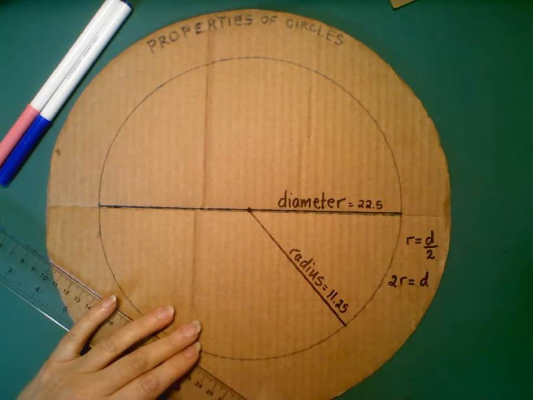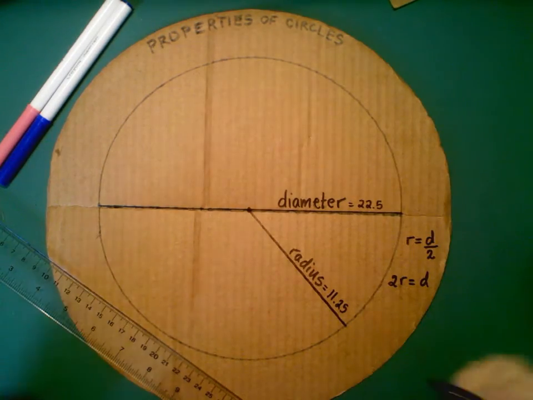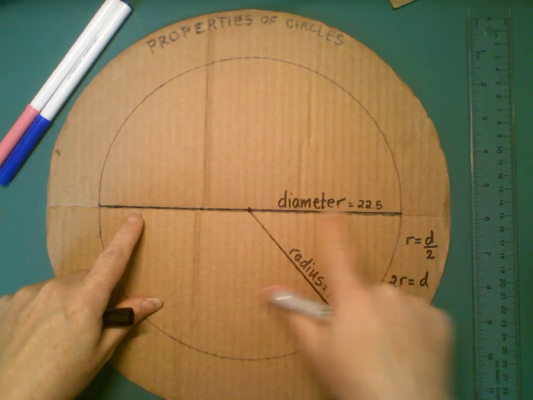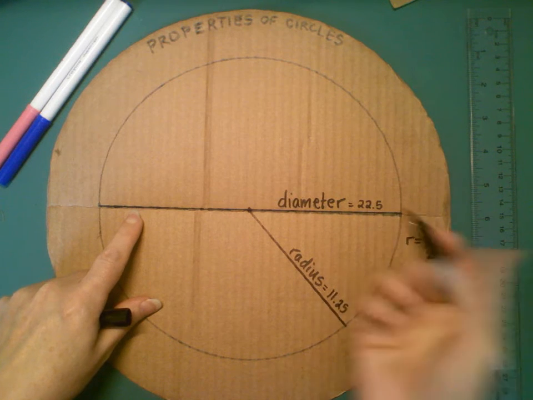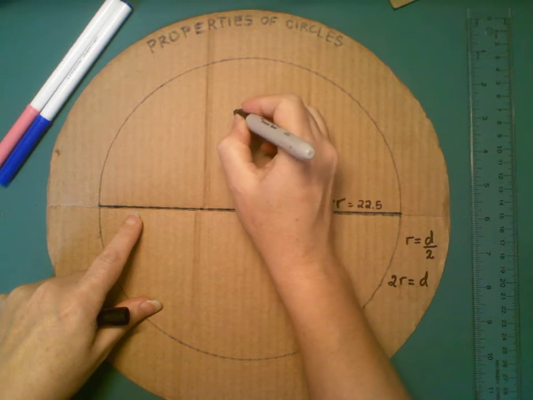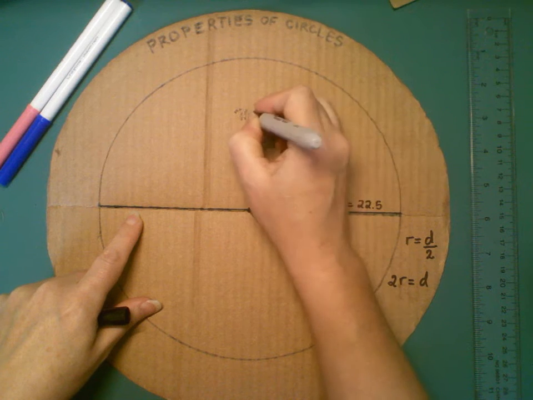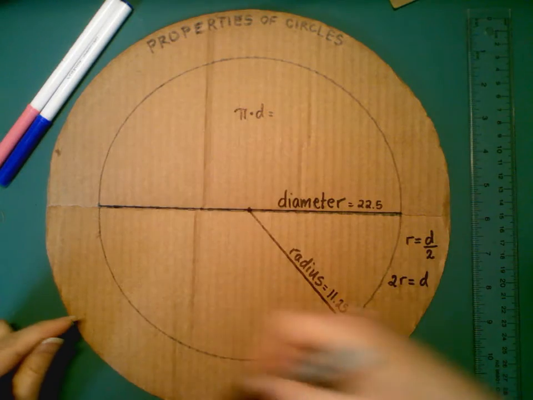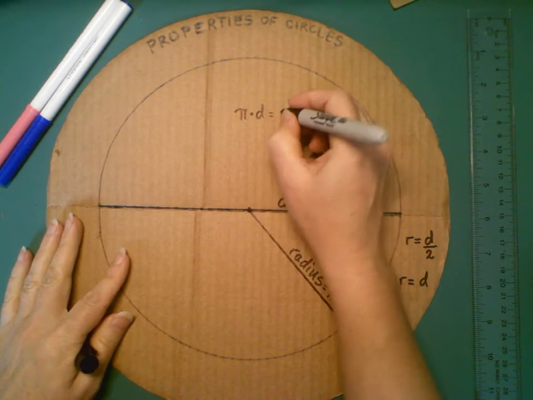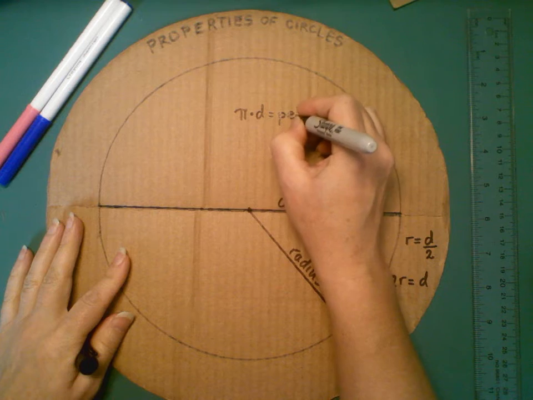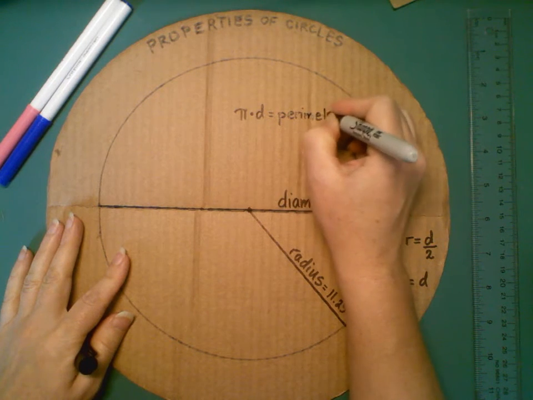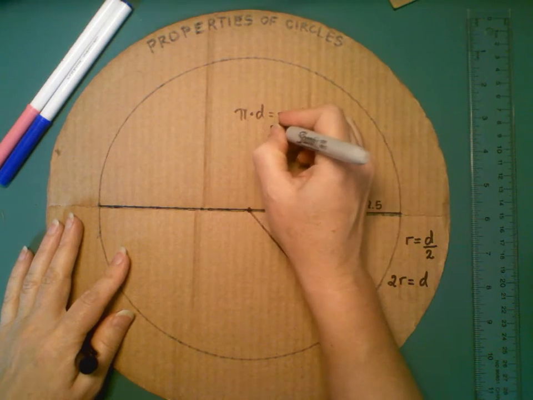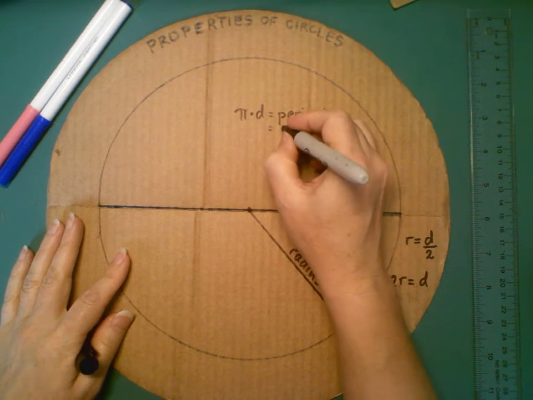Well, these two measurements can be used to find other key information about this shape. So if I know the diameter, I can multiply that value by pi. And that will give me a measure of the distance around the circle, which is called a perimeter.